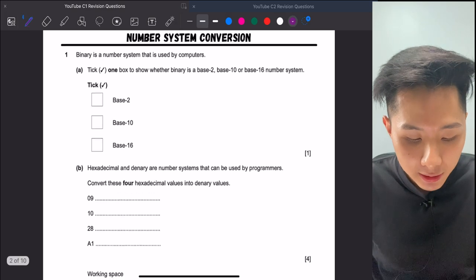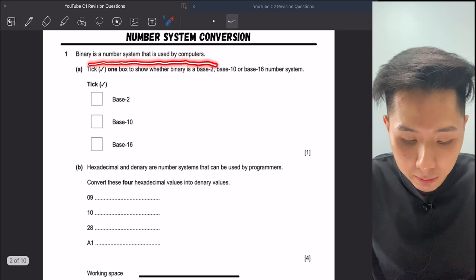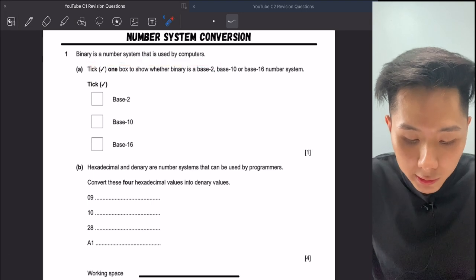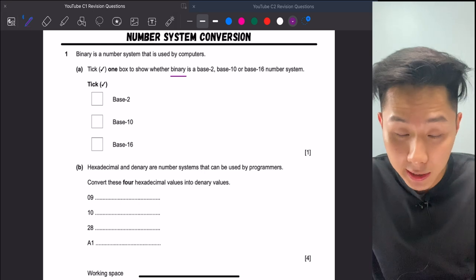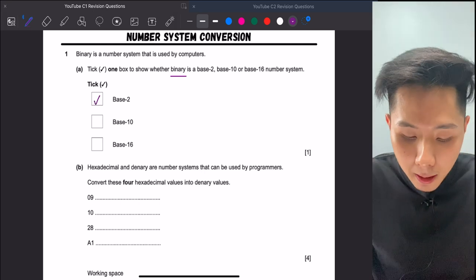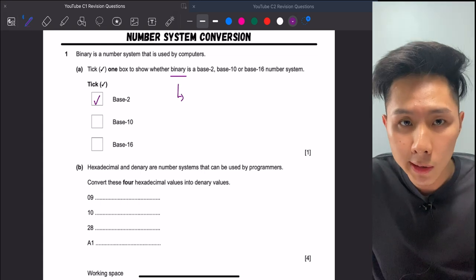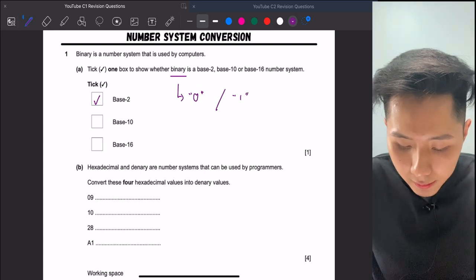And the first question that we are going to do is that here they said binary is a number system that is used by computers. Tick one box to show whether binary is base 2, base 10, or base 16. As explained in the mind map, binary is a base 2 system because there are only two possible values, which is 0 or 1.